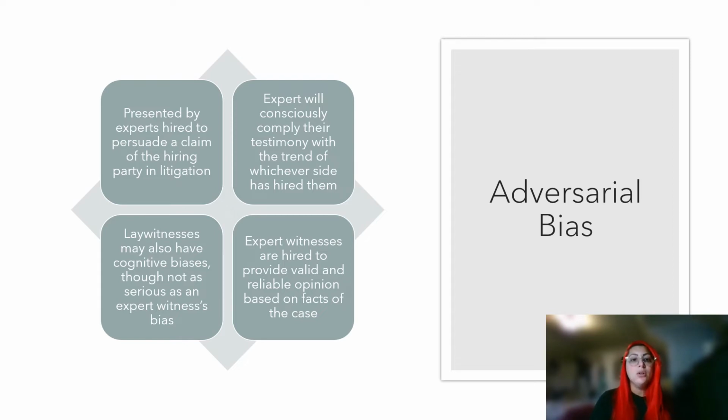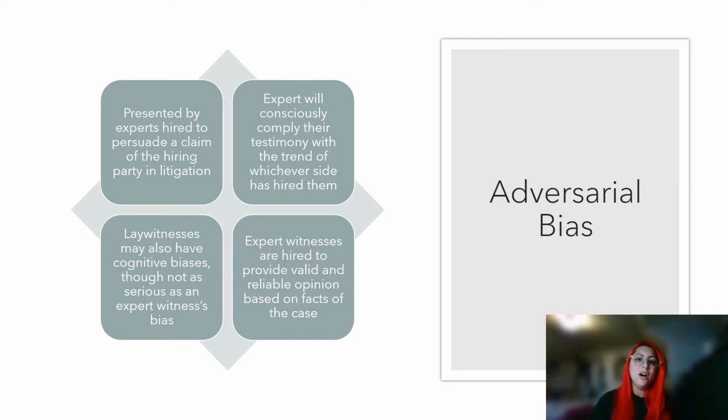Lay witnesses may also have cognitive biases, though it's not as serious as when an expert has this type of bias, because experts are supposed to be more reliable. Lay witnesses are the general public. They're fact witnesses. They saw something, they heard something, whatever it is, and they are just testifying to what they were able to gather from their perception of that moment. Sometimes they're believable, sometimes they're not.